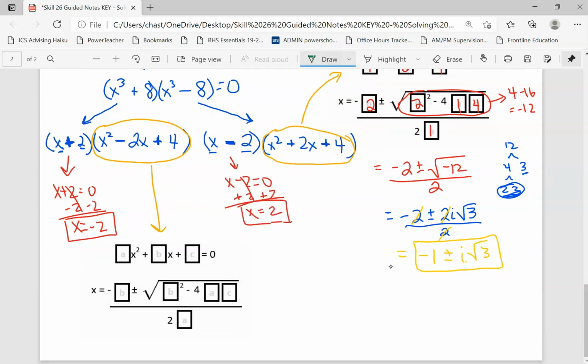Now I'm going to go and do this last one. So we took this, we're going to put them in here. This is what we've got. We're going to plug in negative 2 for our B, plug in 1 for the A, and 4 for the C. That gives me negative 2 plus or minus square root. When I do this part under the radical, I end up with 4 minus 16, which is negative 12. And we did this one already, so I don't have to redo all the work for that. We know that the square root of negative 12 is going to be 2i radical 3.